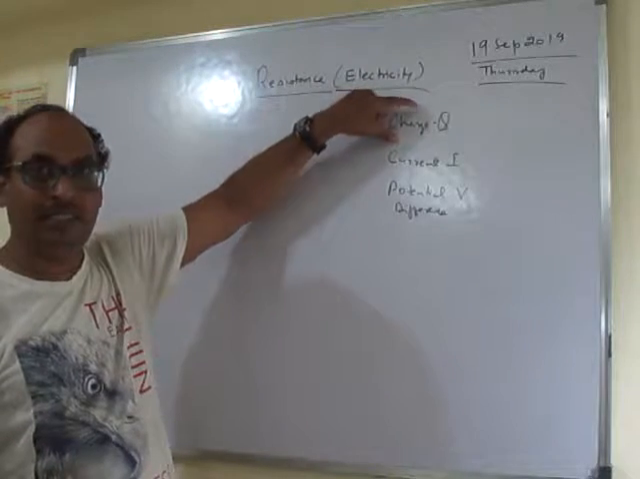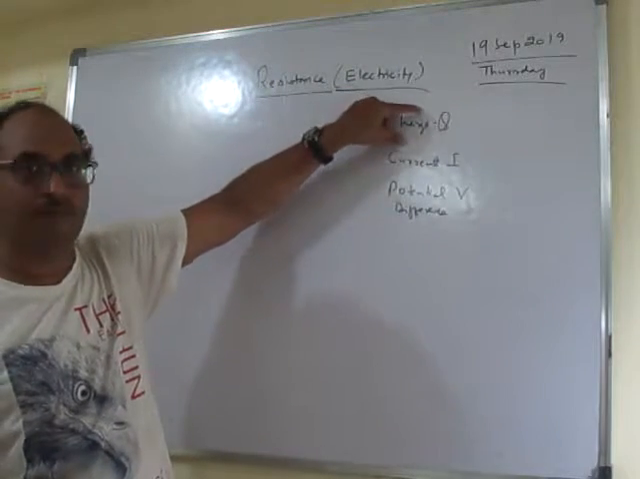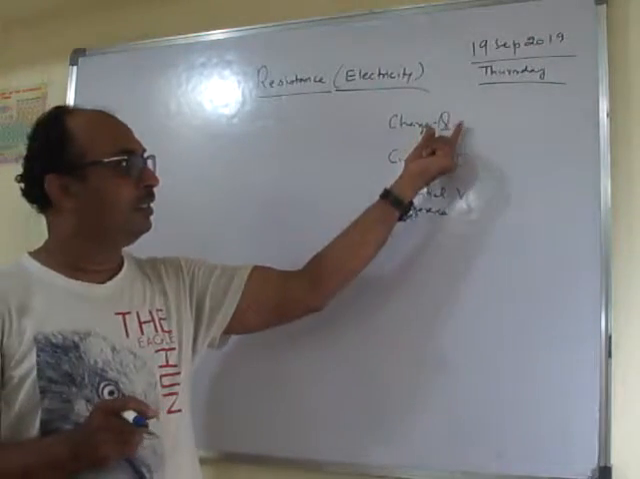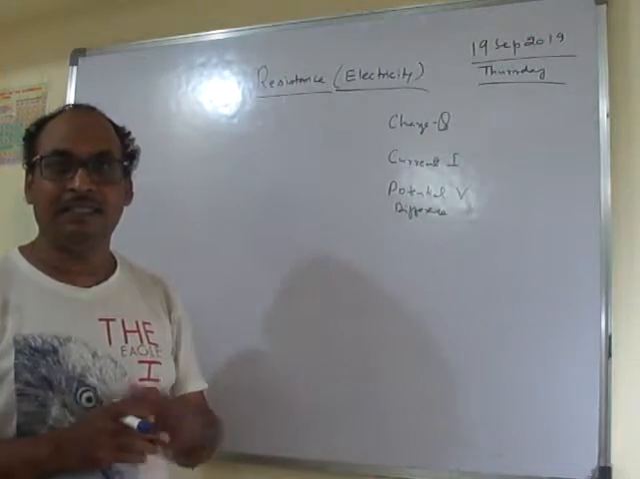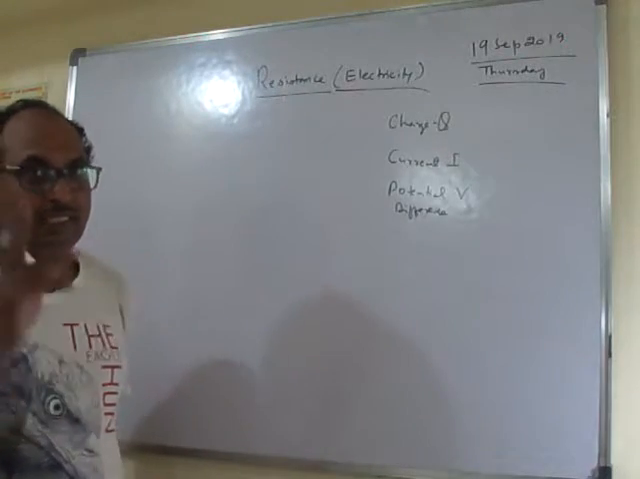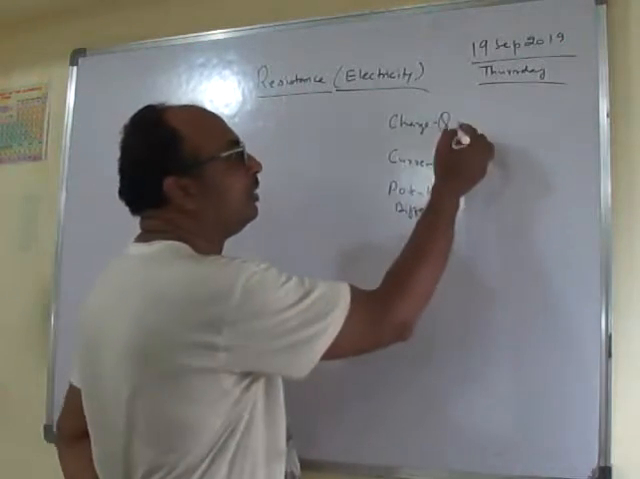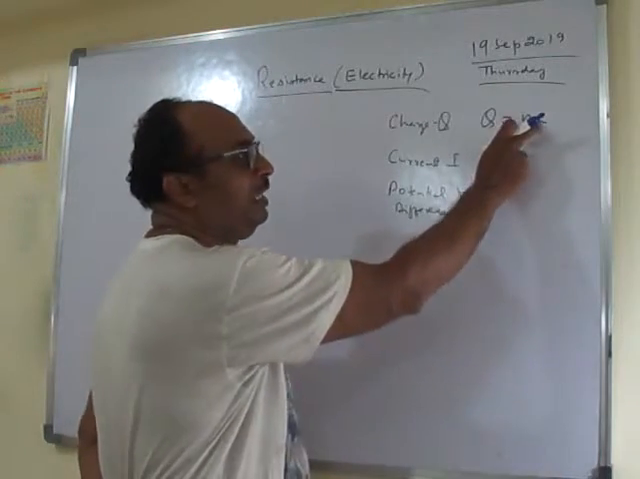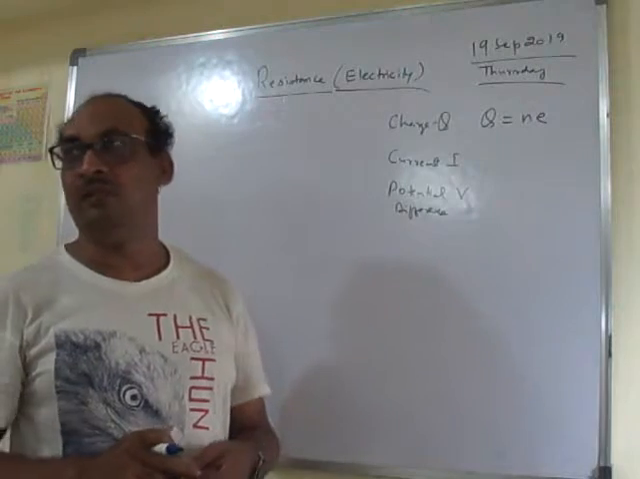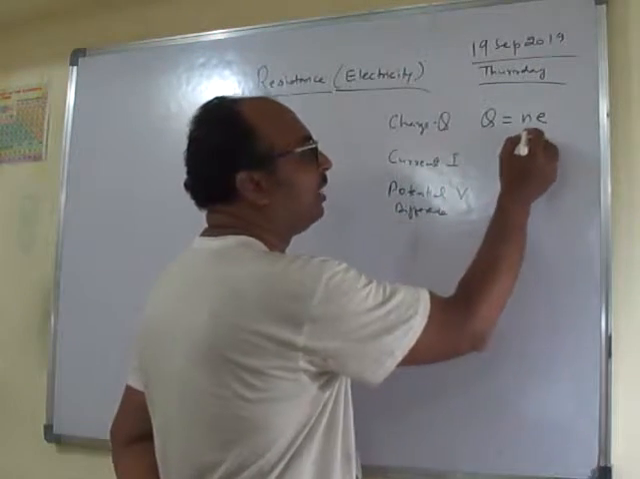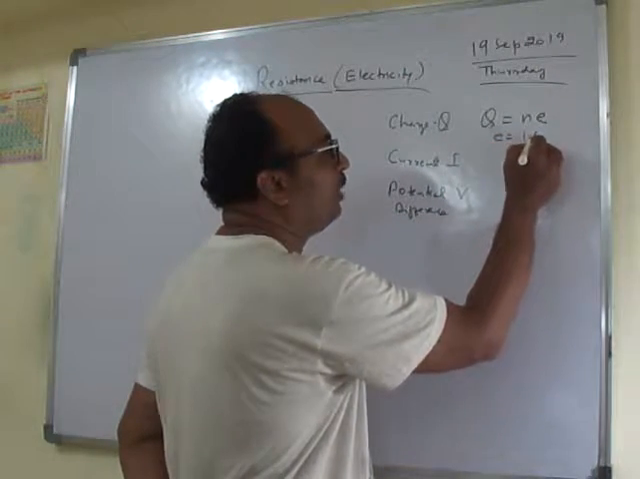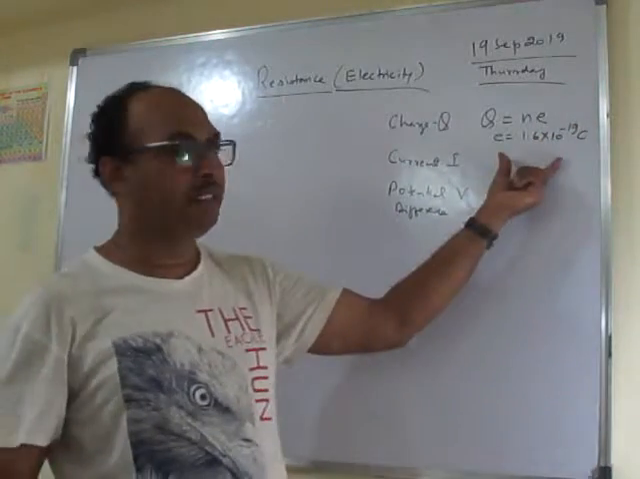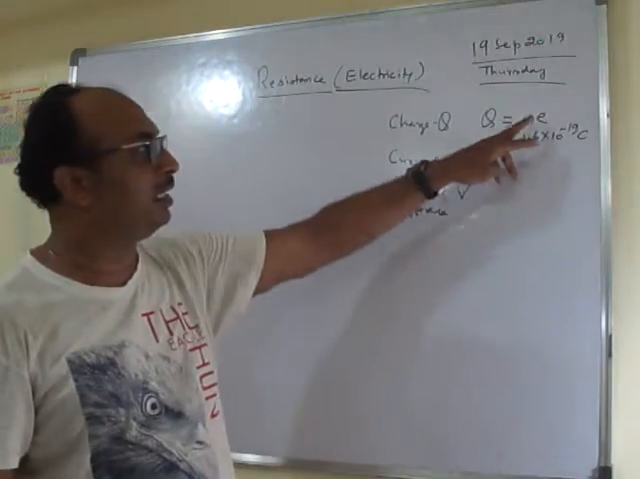See, charge is a physical quantity, and especially it is the electrons. That's why we are writing Q is equal to Ne. Here e is the electronic charge, and we already know the electronic charge e value is 1.6 into 10 power of minus 19 coulomb.